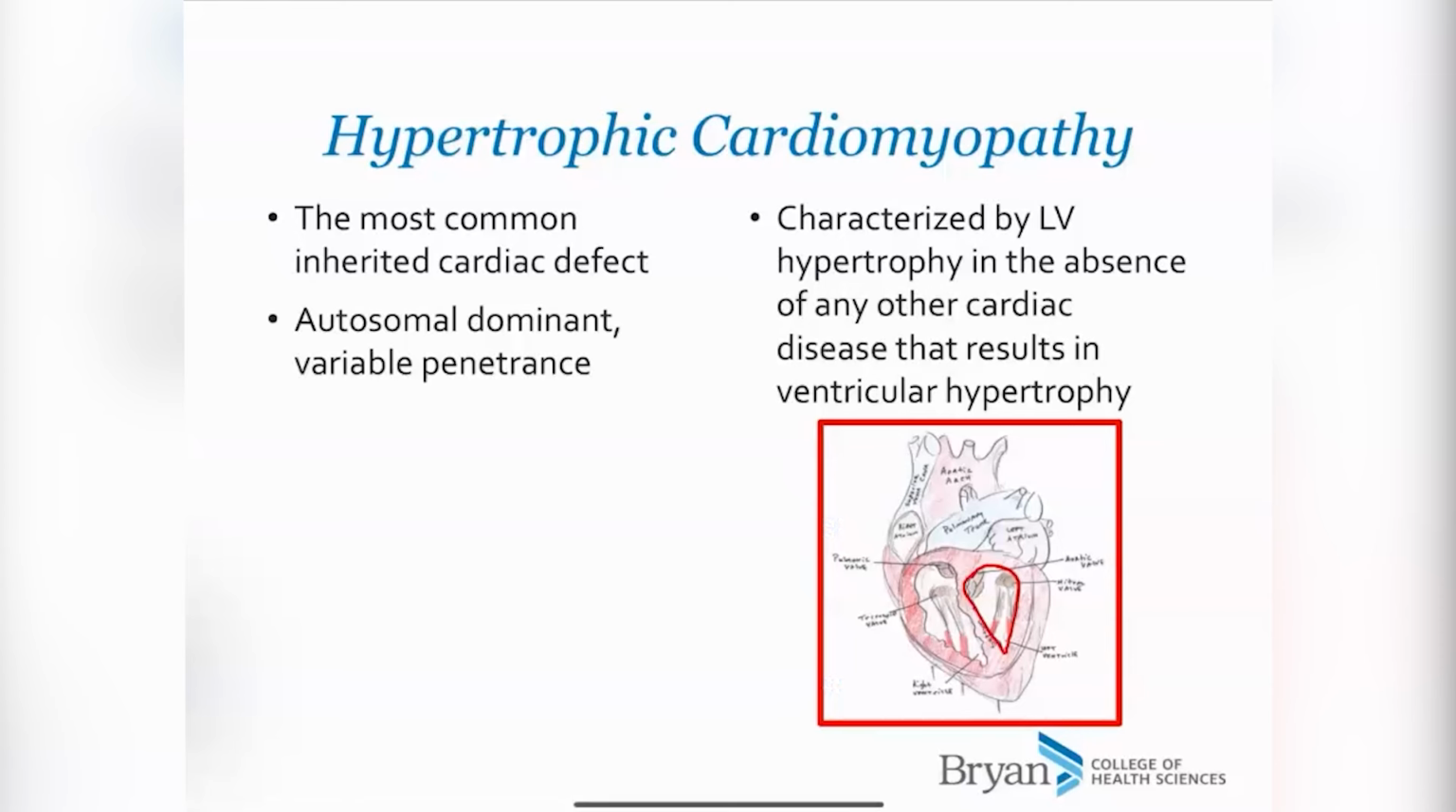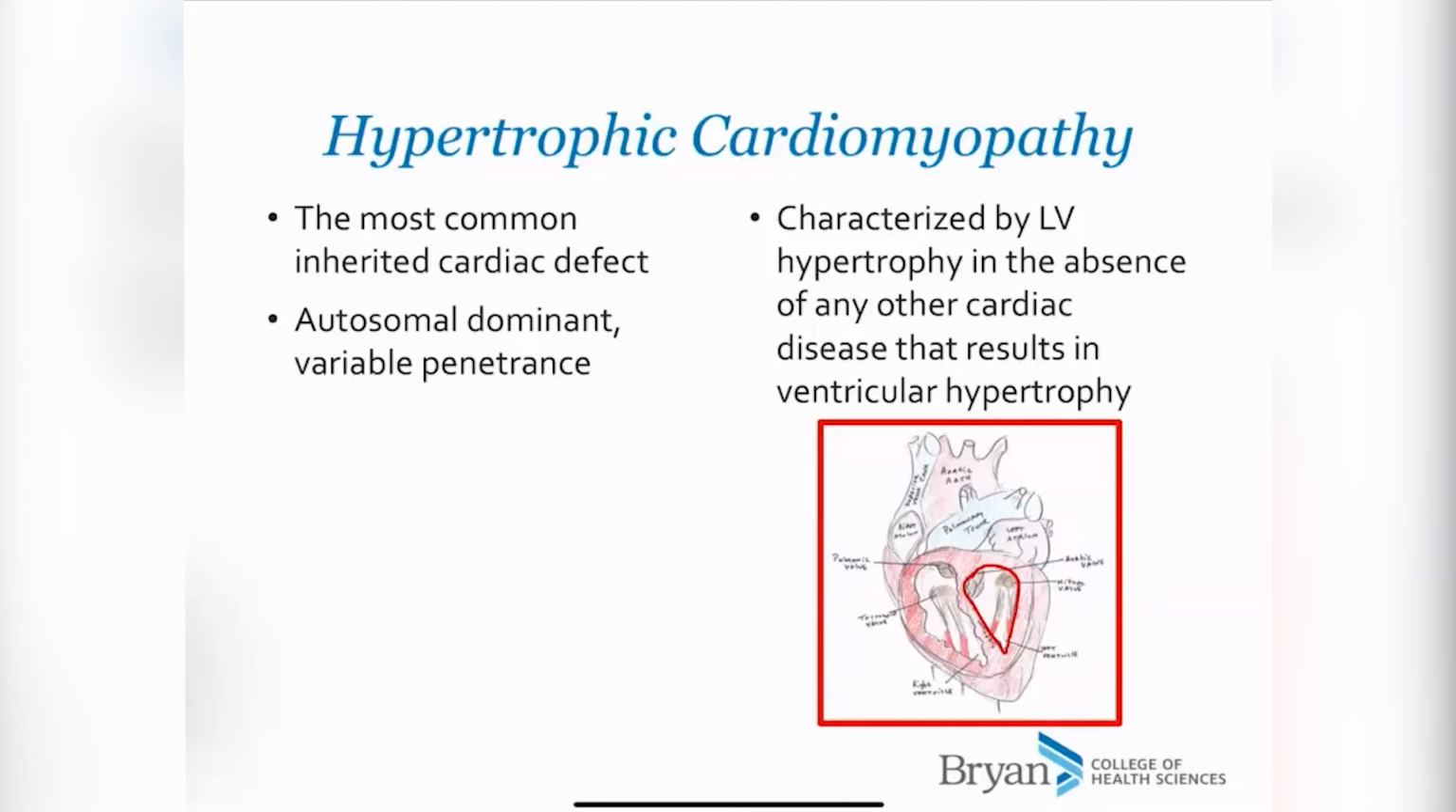So hypertrophic cardiomyopathy is the most common inherited cardiac defect. It is autosomal dominant. It's characterized by left ventricular hypertrophy that occurs in the absence of any other cardiac disease that results in ventricular hypertrophy.